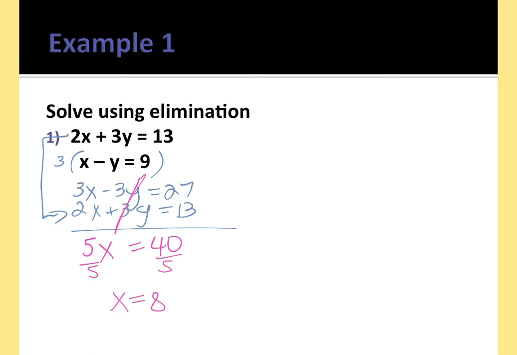Wait, do you add? Yep. You can also multiply by negative. Sure. But when you add, you don't change anything. You just straight up add.